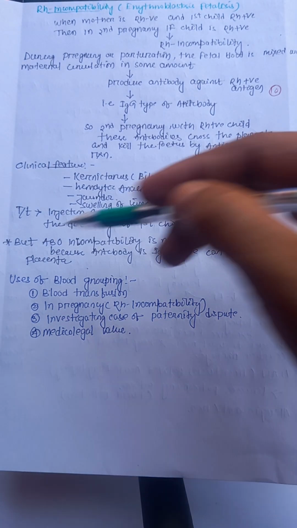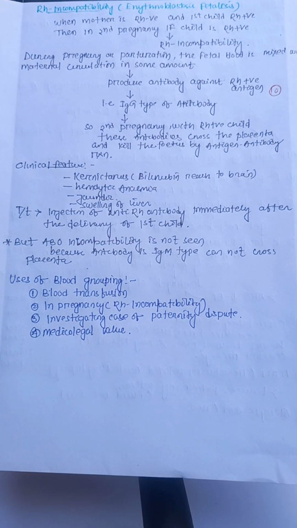And if you talk about the uses of blood grouping, they are blood transfusion reactions, and we already know Rh incompatibility in pregnancy, investigation of paternity disputes, and medico-legal value. In a paternity dispute, if the mother's blood group is one and the father's blood group is another, then we see what blood groups of the child are possible.